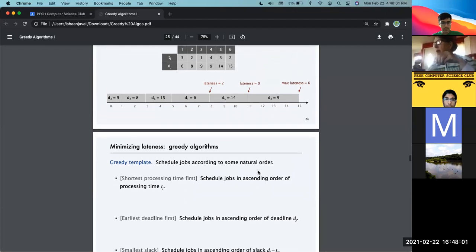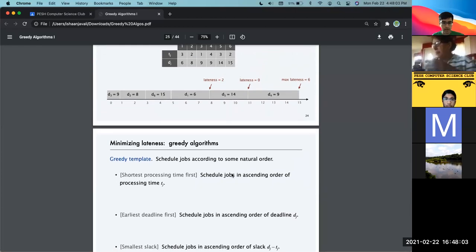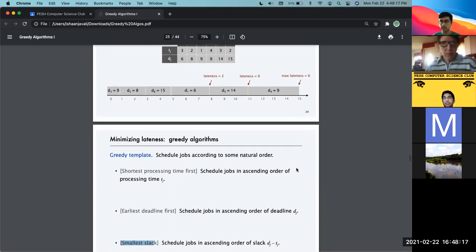I want everybody to participate, and you can guess, it's fine if you just make a random guess. If you think the answer is shortest processing time, type 1 into the chat and press enter. If you think it's earliest deadline, type 2 and hit enter. Otherwise, if you think it's smallest slack, press 3 and hit enter. I want everybody to do that. You can make a guess, it's fine.